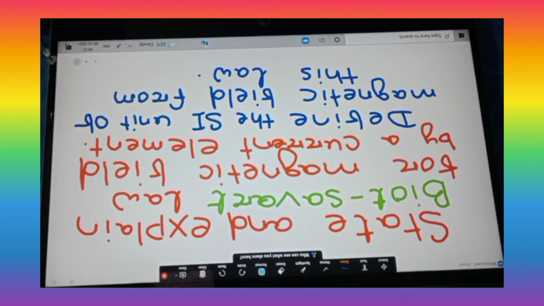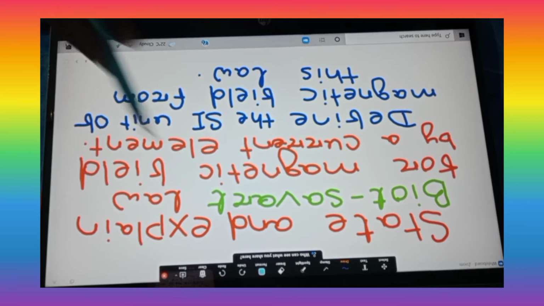Here the statement is: state and explain Biot-Savart law for the magnetic field by a current element. Define the SI unit of magnetic field from this law. It means the Biot-Savart law is mainly focused on finding the magnitude of the magnetic field due to a current element. So what is a current element?